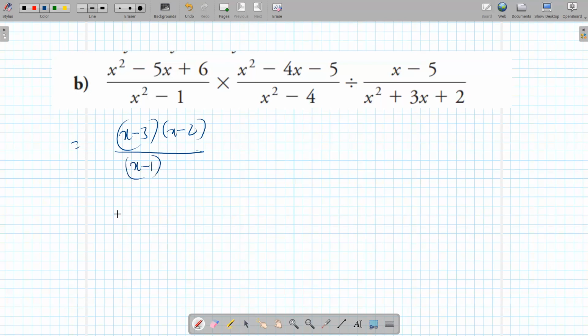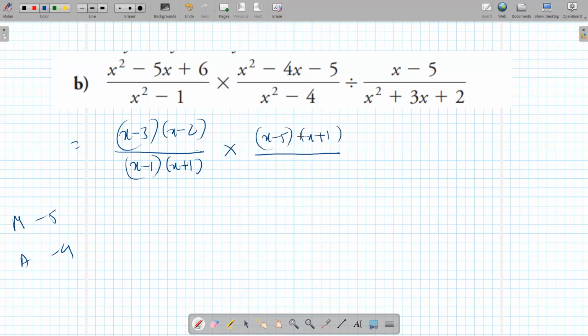That's it? Or is there something else? Times x plus 1. Yeah. What does the next numerator factor out to? Multiplies to -5 and adds to -4. Does it exist? -5 and 1. Yeah. X minus 5, x plus 1.